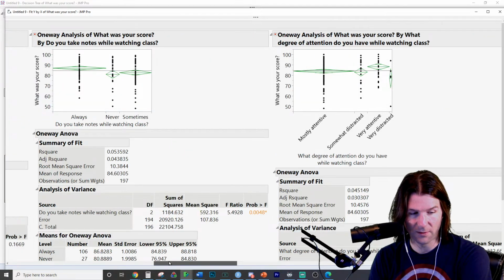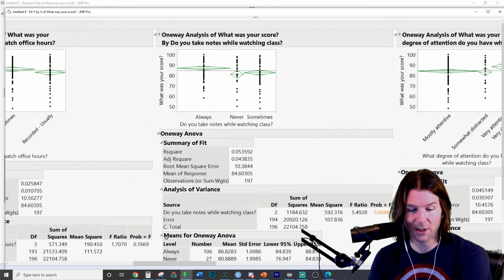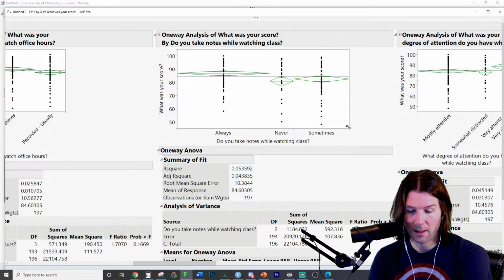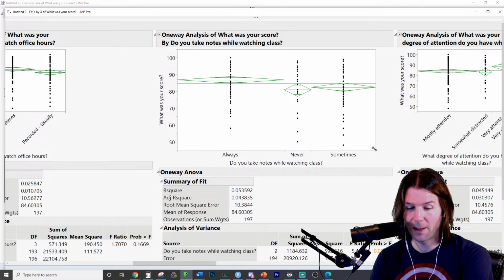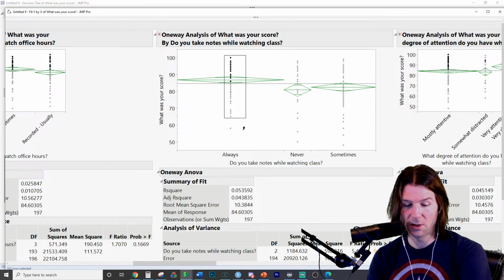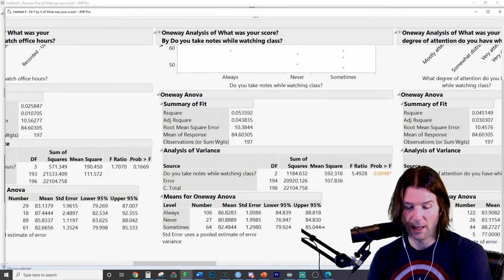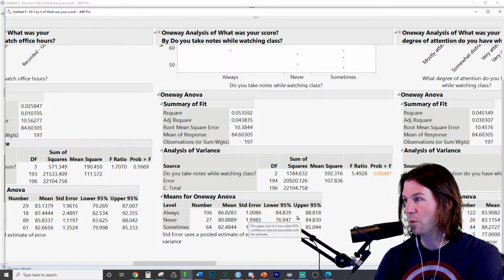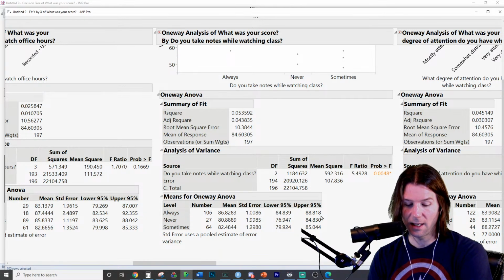Let's look for statistically significant. This one is, do you take notes while watching class? Kayla, this is a big one right here that I saw. This is statistically significant and accounts for 5% of the variation. Do you take notes while watching class? You can see right here the distribution of people who always take notes, sometimes take notes, and never take notes. And we can see the confidence intervals for the means of those groups. And you can see the always taking notes had a confidence interval for a true mean of between about 85 to 89, where never taking notes has a confidence interval between 77 to 84. More variation in the never taking notes, probably a smaller sample size.